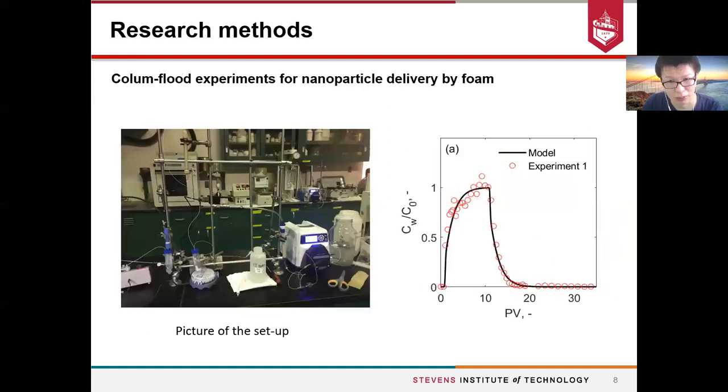After the micro scale, we moved to the 1D column scale, in which we conducted experiments and also simulated the bubble generation and the transport phenomenon with nanoparticles. The left side is the column experiment setup, which is composed of a pump, column, UV-vis detector, and fraction collector, and we also developed the corresponding mathematical models to simulate the nanoparticle transport, as the figure on the right side shows.